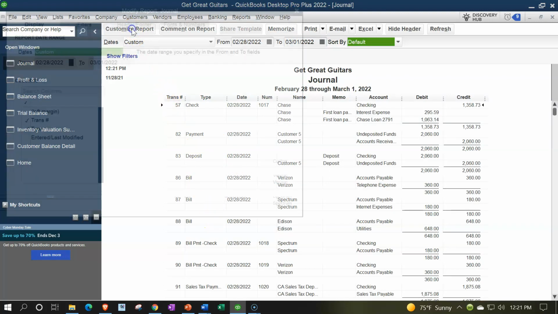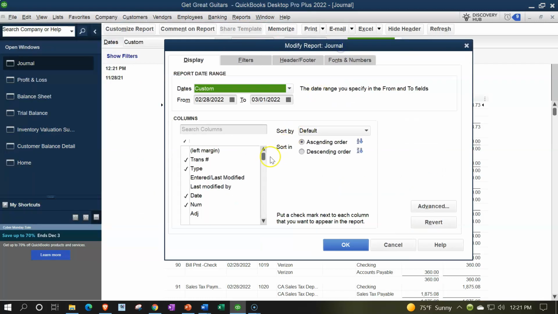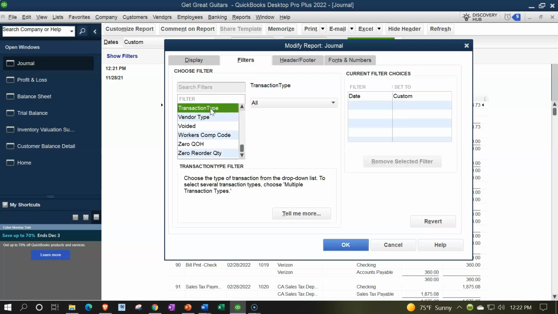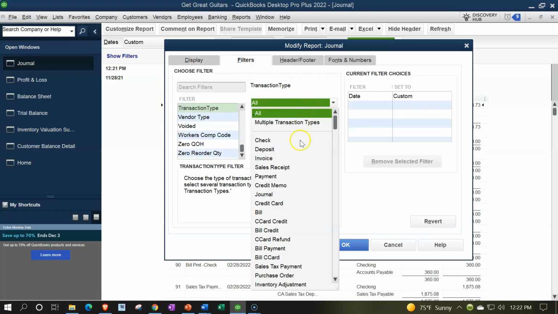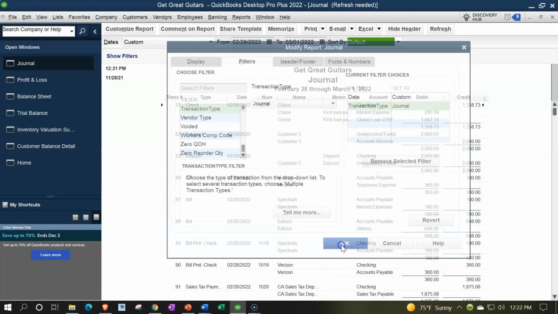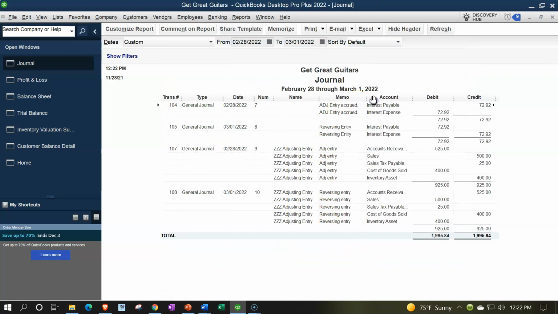Let's customize it now. Customizing that one, we're going to go down to the filters, and then down to the transaction type, and we just want the journal items, the journal stuff, and then okay. And so now we've got our adjusting and reversing entries, and we could see what we have done, and basically these adjusting and reversing items.